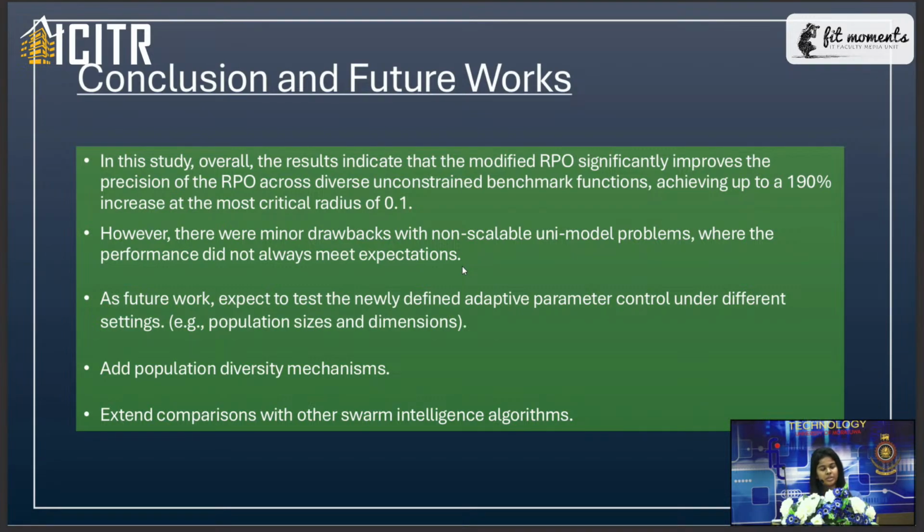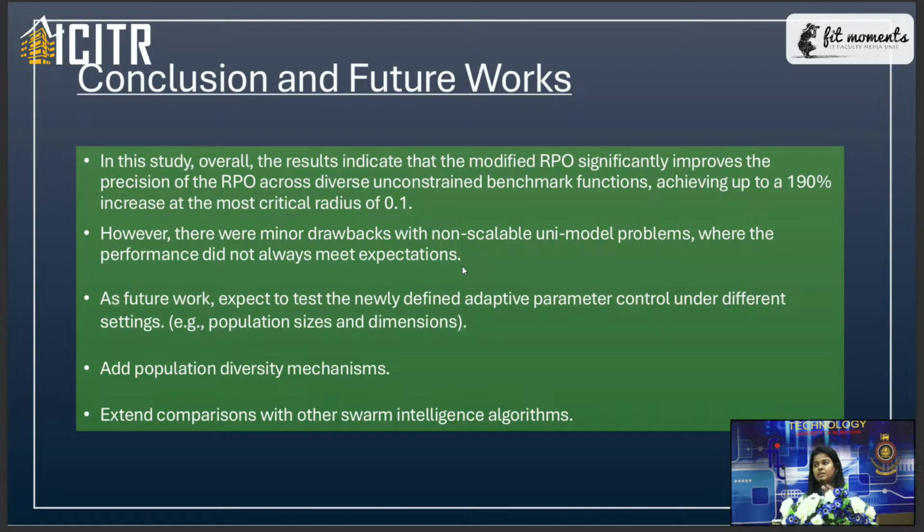So as the future works, we expect to analyze adaptive parameter control under different parameter settings like population sizes and dimensions. As well, we will try to add a population diversity mechanism. Here we have only considered a population size of 30, but in the future we will try to test it on populations of 10, 30, 100, and so on.